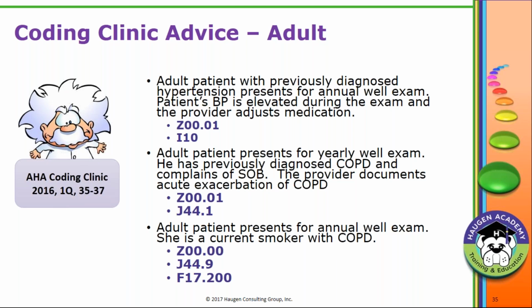And then the last one, the patient is presenting for her annual well exam, and she's a current smoker with COPD. So no new exacerbation, no new diagnosis. This is going to be a without abnormal finding one, but we will go ahead and code the COPD and the current smoker status. So that bottom one, the point is that there's not a new problem or an exacerbation of a pre-existing condition.